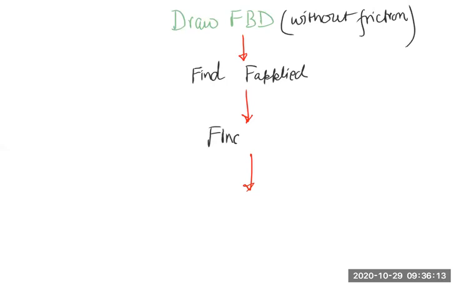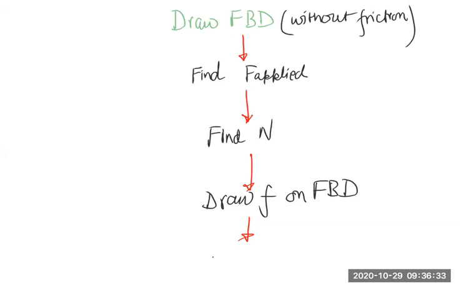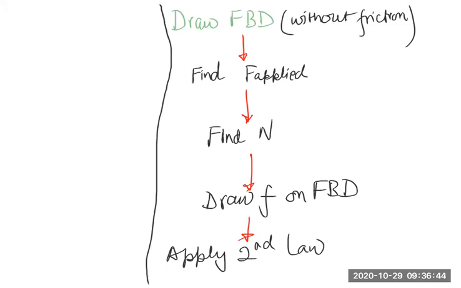Then we find the value of N. Then we draw friction on FBD. And then we apply second law. Right? This is how you're going to handle Case 1 scenario.